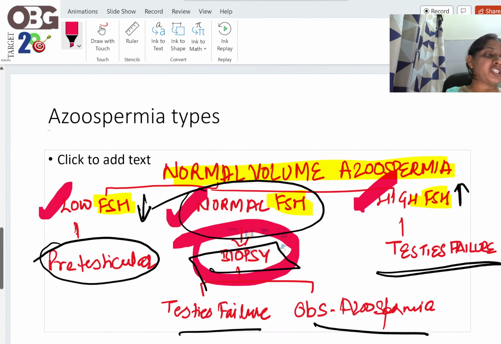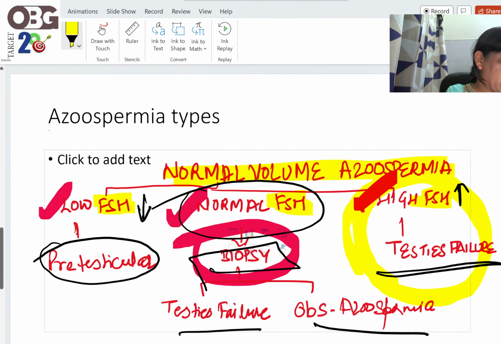Even if they ask you to give the diagnostic test, if on the FSH test you have got high FSH, then it is clear that it is a testicular failure. Why prone the patient for biopsy? So only and only if they have written that FSH has been done and it is normal, now you differentiate.